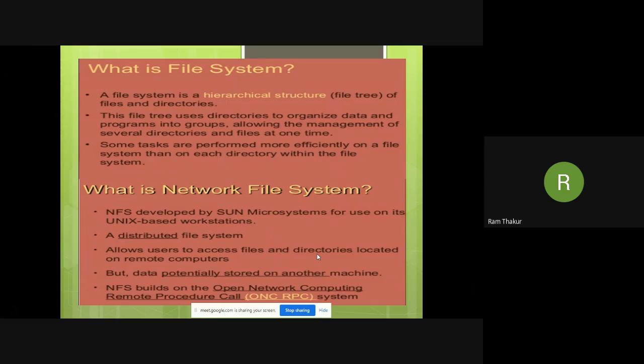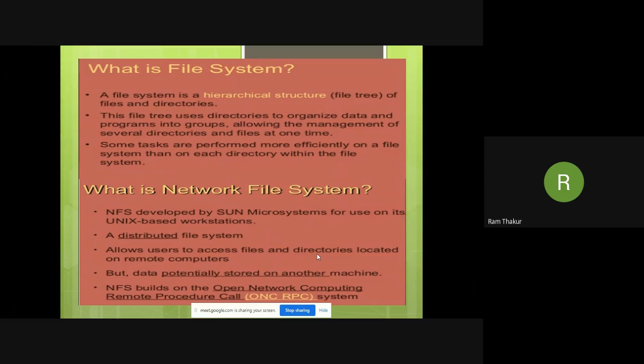Now, let us go in depth about NFS. What is NFS? NFS is basically a client-server application. Always remember, NFS is a client-server application developed by Sun Microsystems in 1984. It is developed by a software company known as Sun Microsystems, using Unix-based workstations. This is a client-server application, also known as a distributed file system. The purpose of NFS is that it allows the user to access files and directories located on a remote computer. Here, the user can view, store, and update files on the remote computer. Basically, the data is stored on some other machine, which is the remote machine.